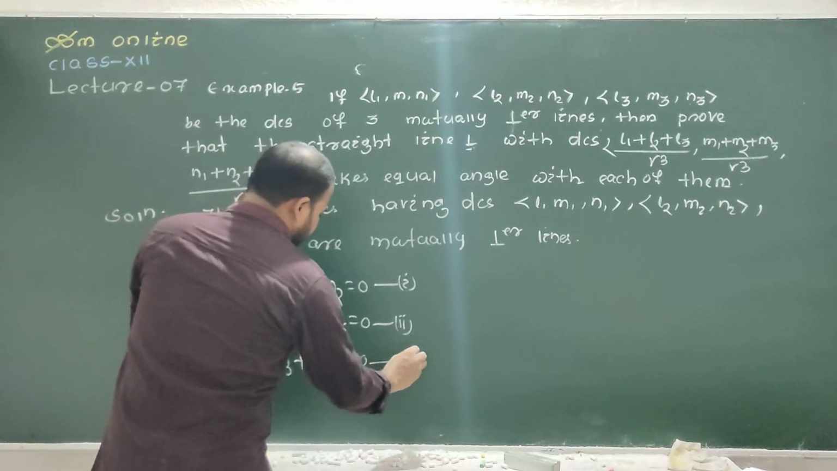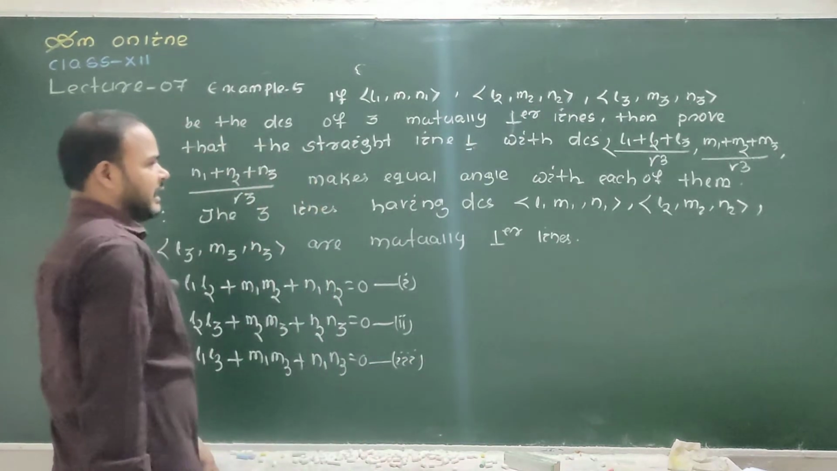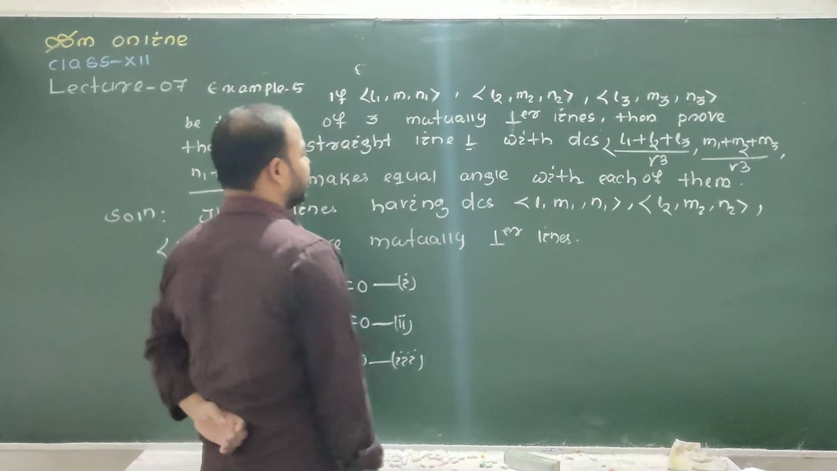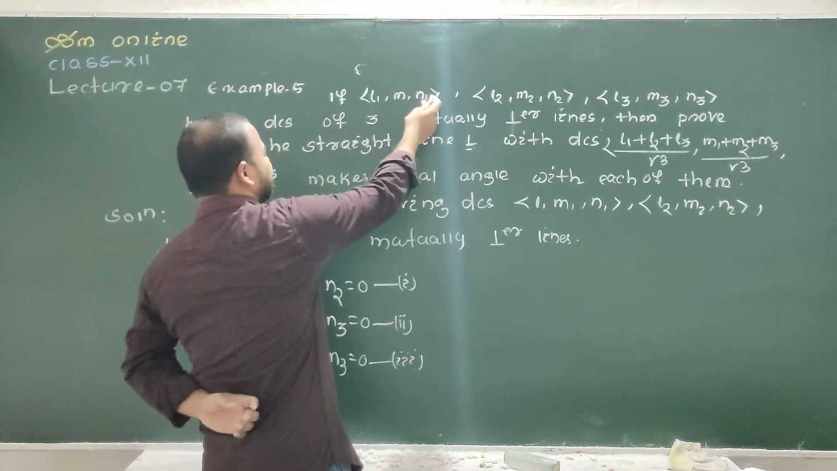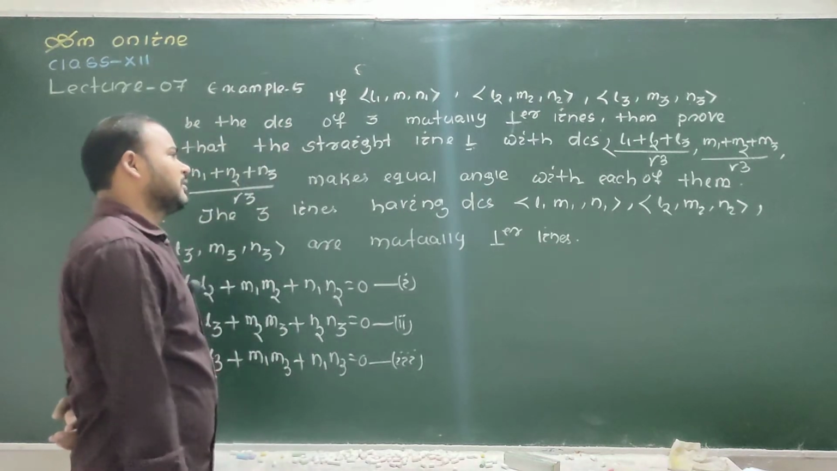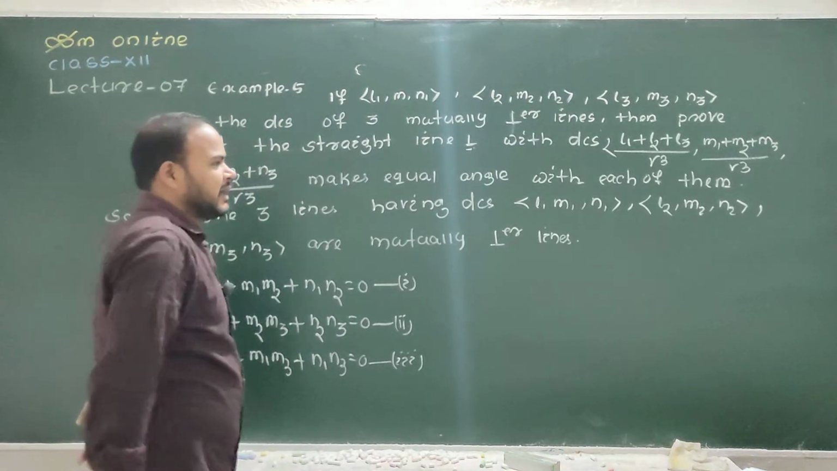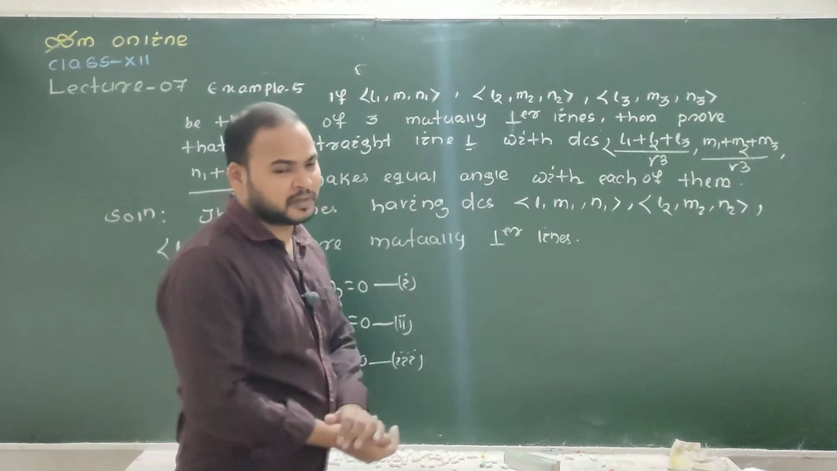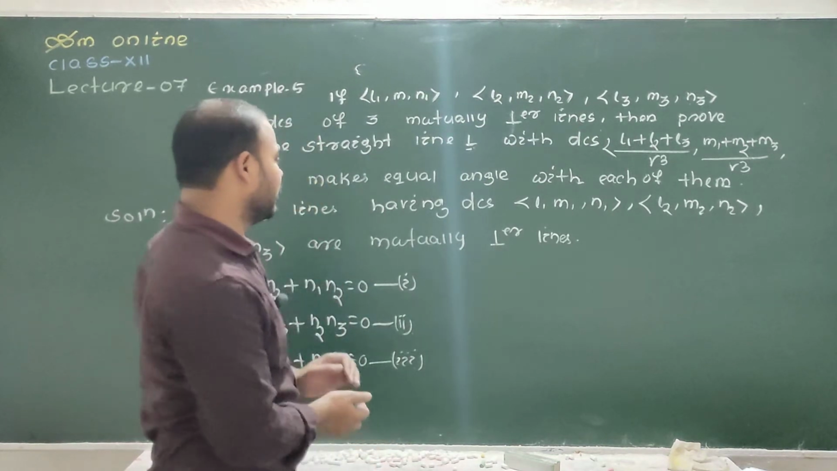Okay, and again we know that L1 square plus M1 square plus N1 square equal to 1, L2 square plus M2 square plus N2 square equal to 1, and L3 square plus M3 square plus N3 square equal to 1.